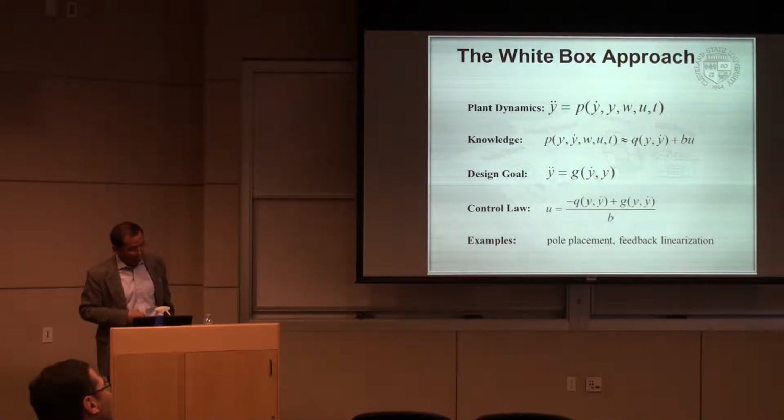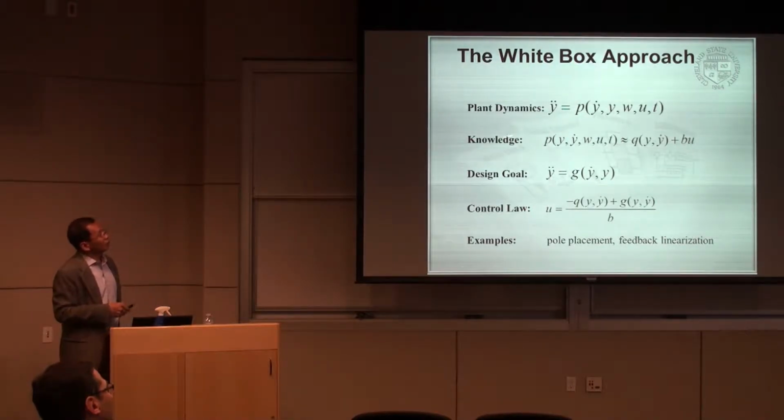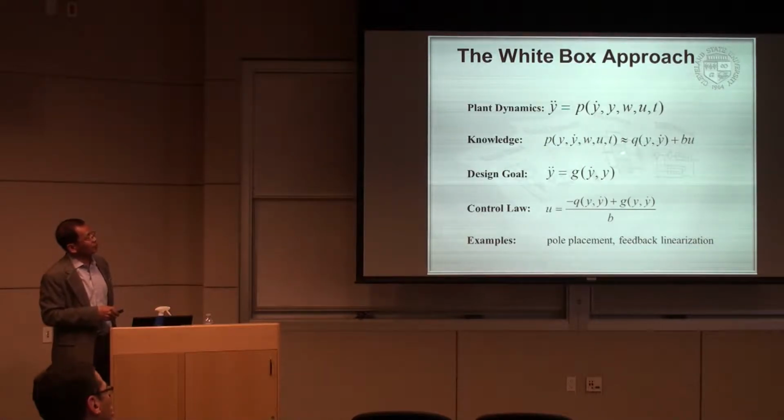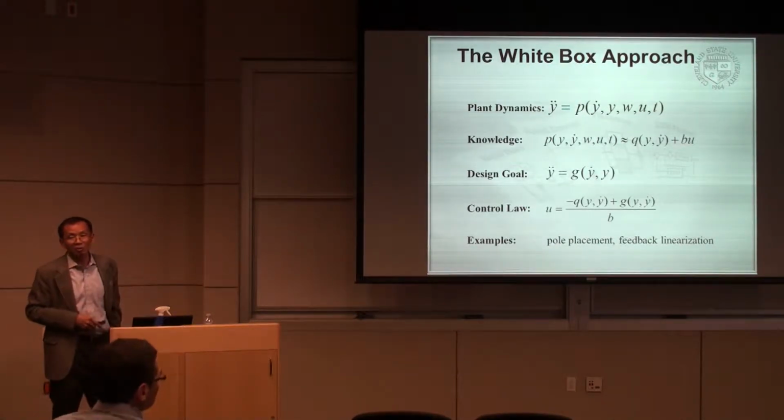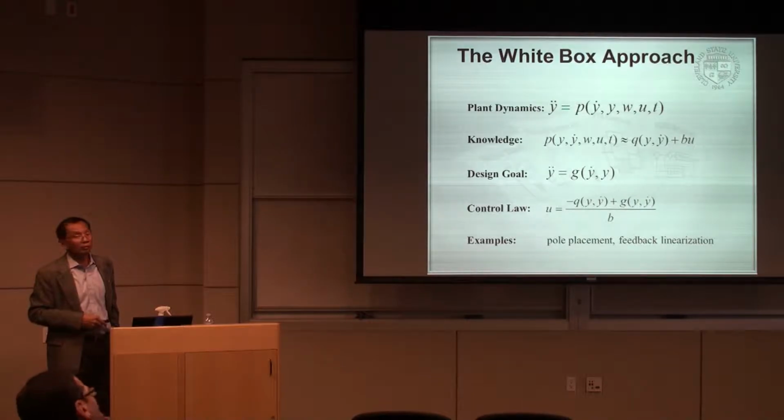In the white box approach, you model it. You find the mathematical expression of this, and you find the mathematical expression of what you want, and you use a control law to get rid of what you don't want, add what you want, and that's the basis. That's the idea behind pole placement, feedback linearization, and all that.